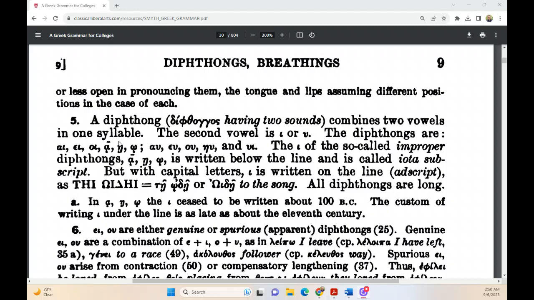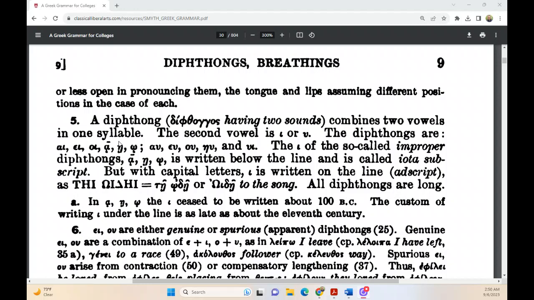Now, why is this important? And we'll look at the diphthongs in just a second. The reason why this is important is because generally in Greek and Latin, anytime we see a vowel, it represents a syllable. And usually the number of syllables in a word is equal to the number of vowels in that word. But a diphthong is different.